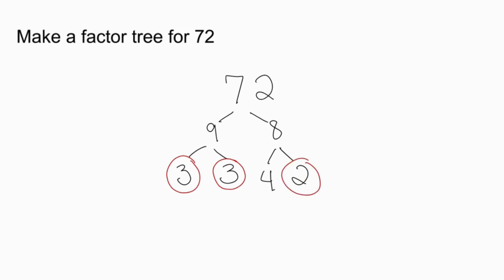Is 4 prime? No, because I can do 2 times 2 equals 4. Remember, you don't want to do 1 times 4, that's a waste. So, are these prime? Well, I already know that they're both prime because they're both 2. So now that our branches are done and circled to complete them, we know that our factor tree is done. And what this means is 3 times 3 times 2 times 2 times 2 is going to equal 72.